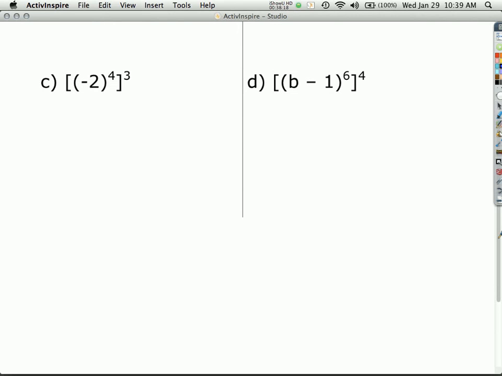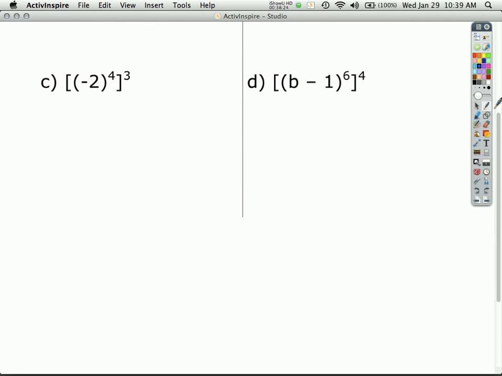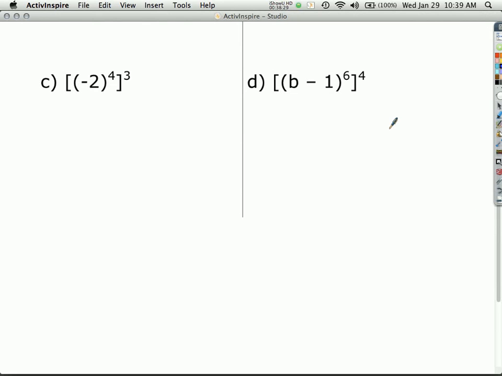The base is -2. The first power is 4, the second power is 3. So what will the end result be for this expression? Jada? -2 to the 12th. Ania, do you agree? Yeah, it's -2, but watch how we write this. Be careful with your negative numbers. Negative numbers go in parentheses to the 12th power. And that is the simplified form.